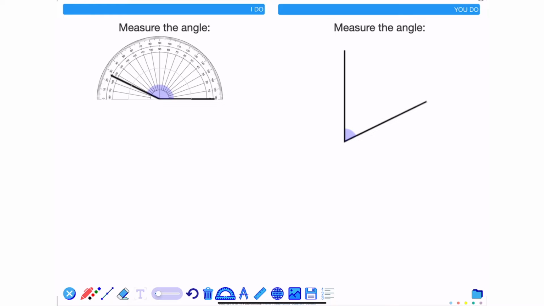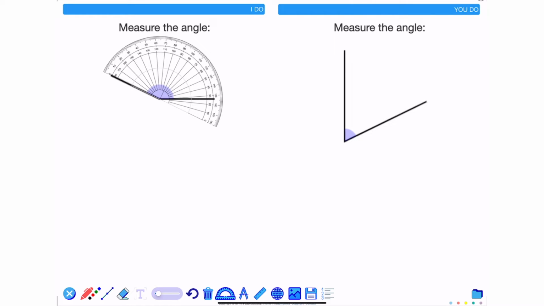There are two sets of numbers on the protractor, ones that go from left to right in a clockwise direction, and the ones in the center that go from right to left in an anti-clockwise direction. I'm going to place 0, which is on the outside, on one of my lines. Doing this means I'm now going to read clockwise around the outside to where my line meets my protractor numbers.